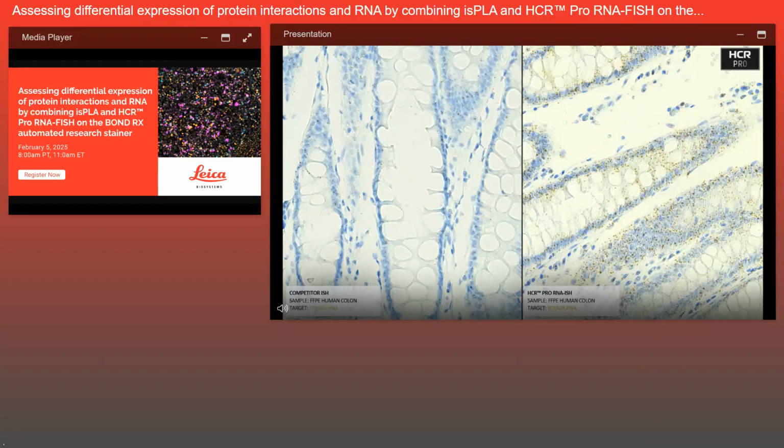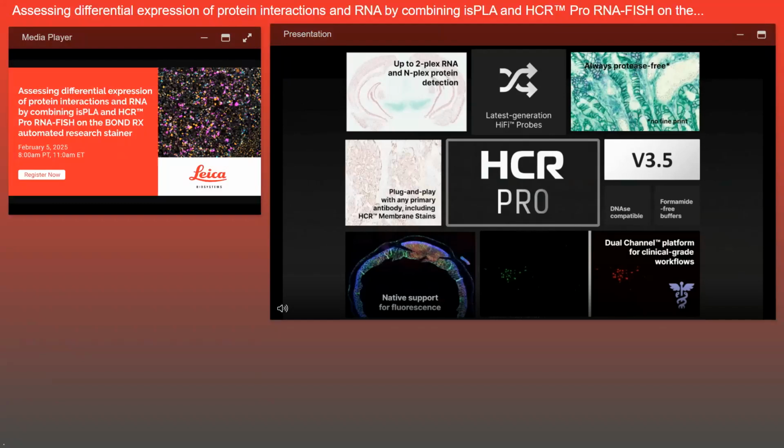This is an example of how this is important for ISH workflows. On the left, there is an image using a different ISH product that does require that enzyme digestion. And as you can see, there can be the risk of tissue damage. And with the associated loss in morphological information, you can also get loss of signal as well. On the other hand, HCR Pro RNA-ISH does not require that otherwise damaging protease treatment.